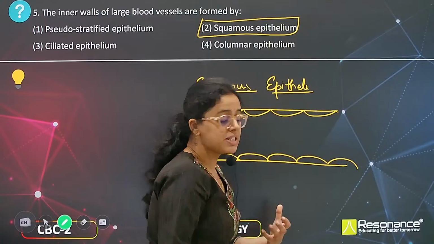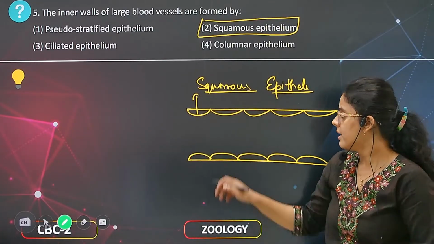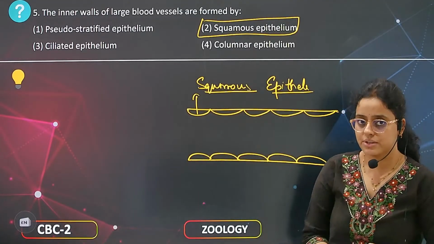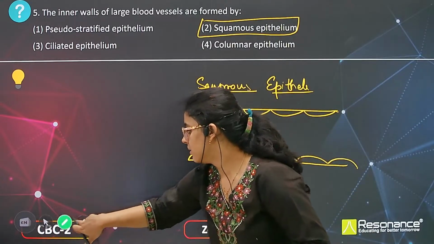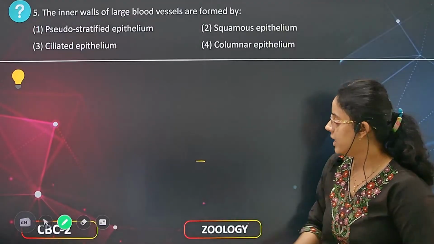Cuboidal epithelium is present in the glands, thyroid gland, ducts, or in cavities also. Columnar epithelium and cuboidal epithelium are present. So this is a very simple answer. Now coming to the next question.